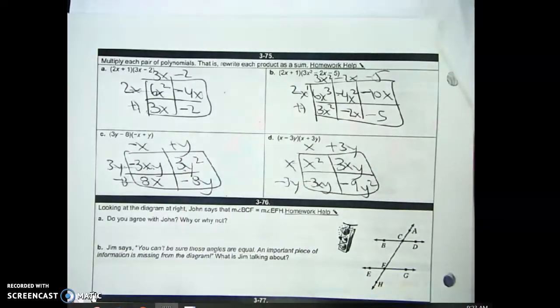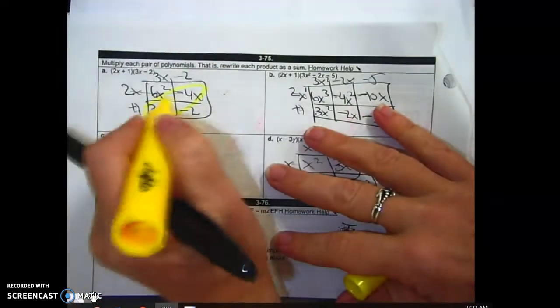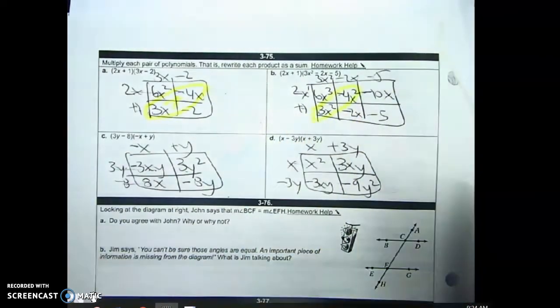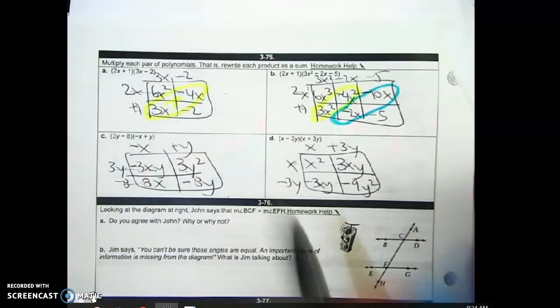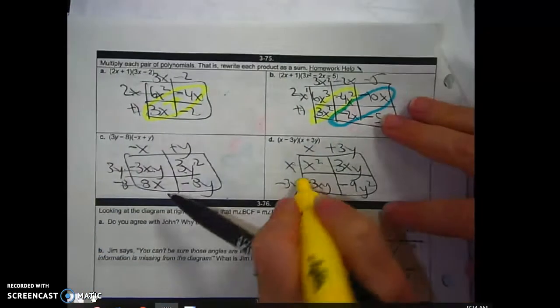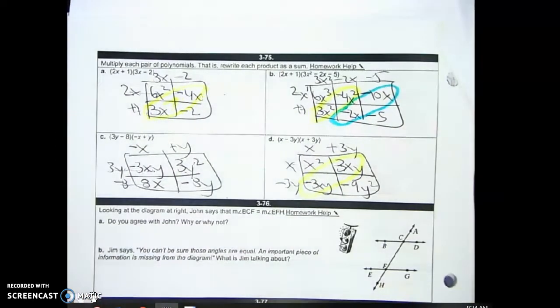All right, remember I said the diagonals might be the same? They are the same. Add them. Ooh, these diagonals are the same. And these diagonals are the same. Okay? But these diagonals are not the same. Ooh, these diagonals are the same. Okay, so let's do it.